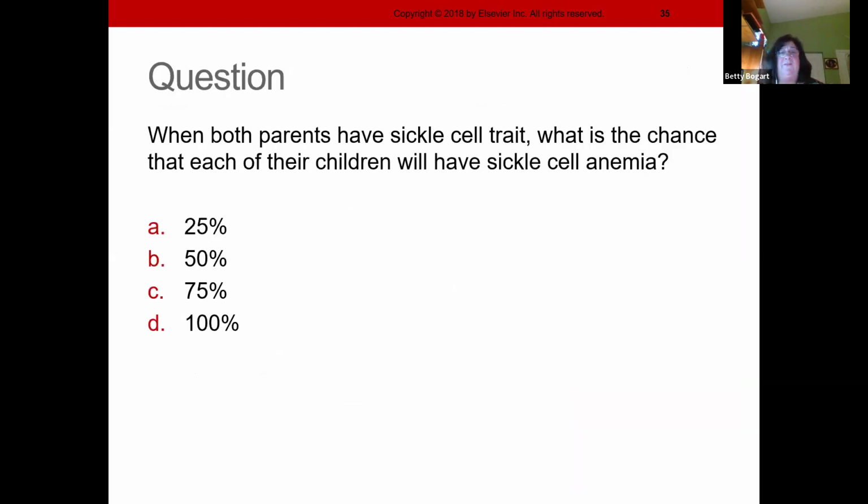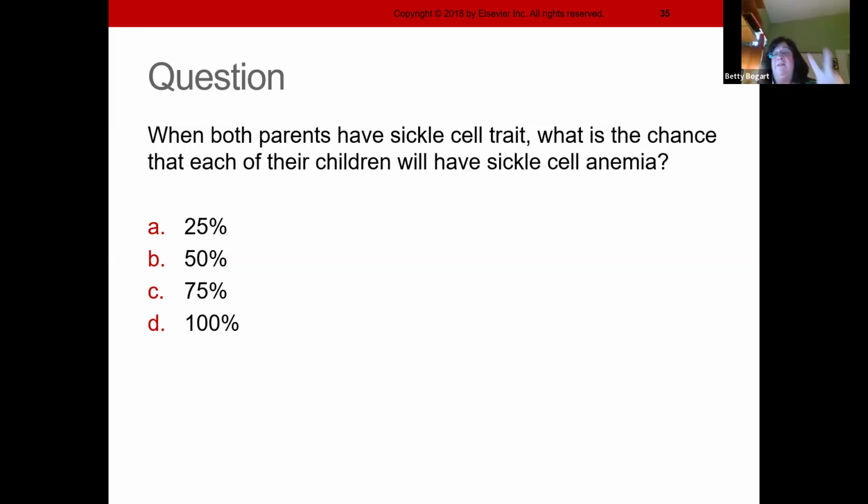So when both parents have sickle cell, what's the chance of the child to have it? 100%. You just say it out loud. 100% because 1 + 1 = 2. So if both have it, the kid will definitely have it.